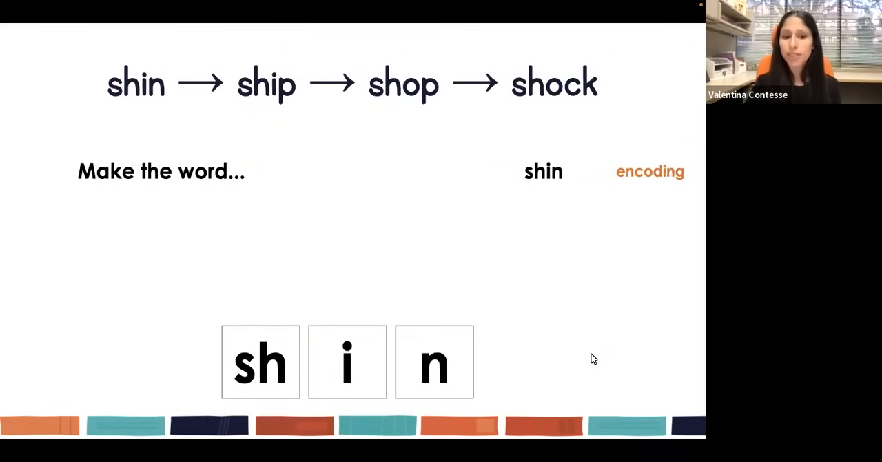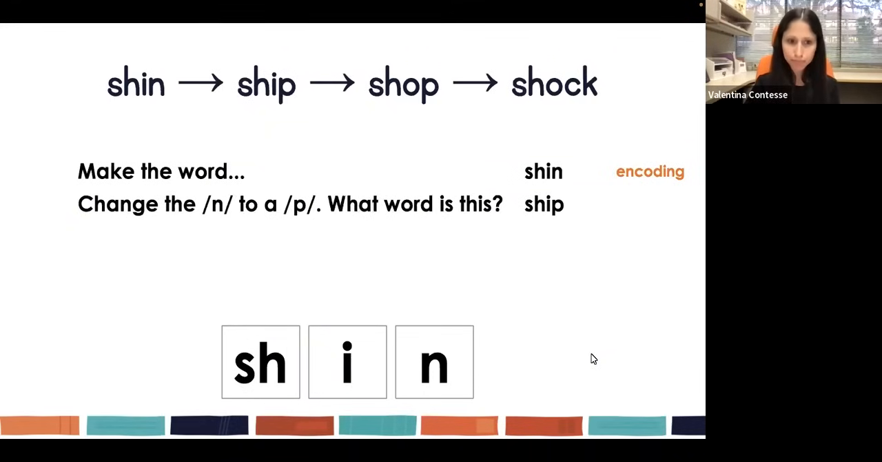So now students have the word shin in front of them. And I say, change the n to a p. What word is this? So they change the n to a p, and I say, what word is this? This is a decoding practice for them because they're having to read this new word that they built.